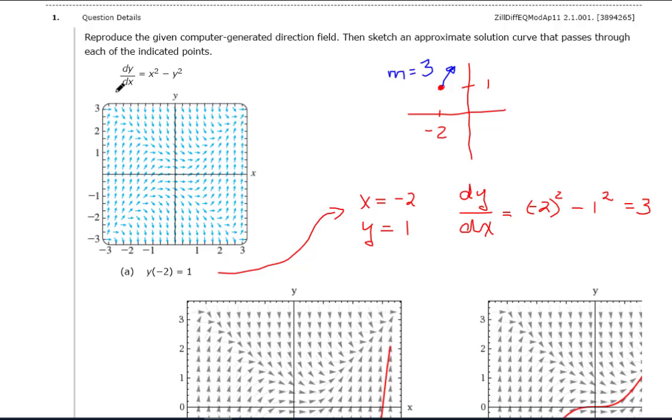Here in question 1, we have a simple differential equation. The derivative of y with respect to x is x squared minus y squared. So what is this thing in blue here? What this thing in blue is a direction field.